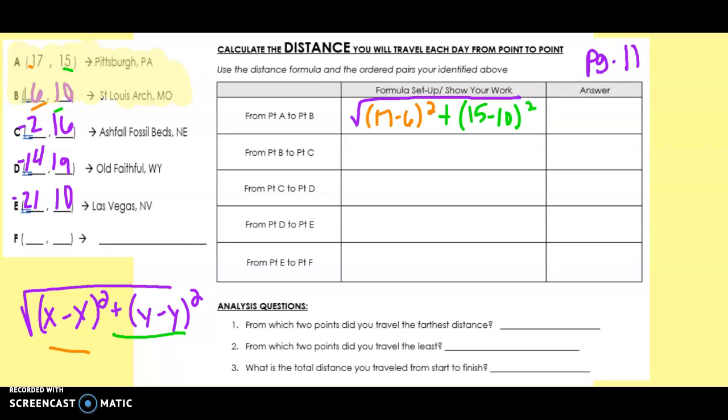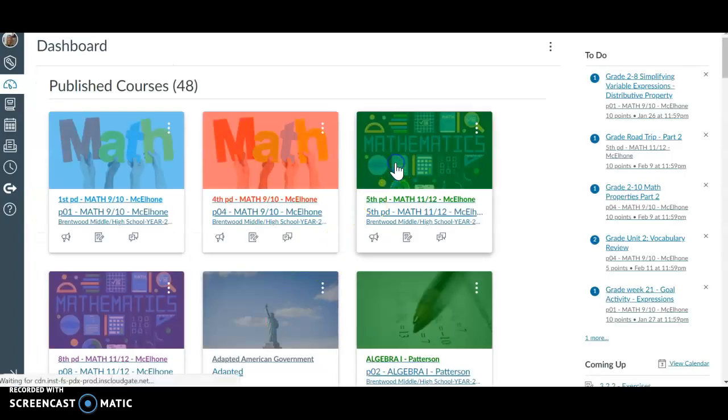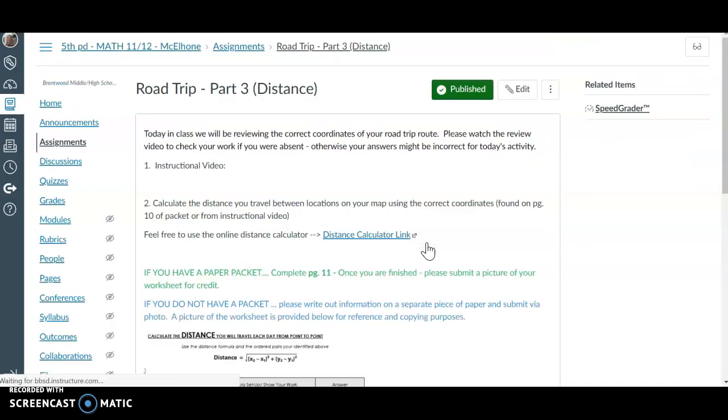Now again, when you go to actually do the work, you are free to use the distance calculator online. I found that that was just an easier method for us, something that's accessible at any point in time. You can always access the internet and use that calculator. So if you are looking at your Canvas, today's Thursday, or you can even go to the assignments if you're doing this past due, you're looking for road trip part 3 distance. Okay, that's the title of this. This is where you found the instructional video, I suppose.